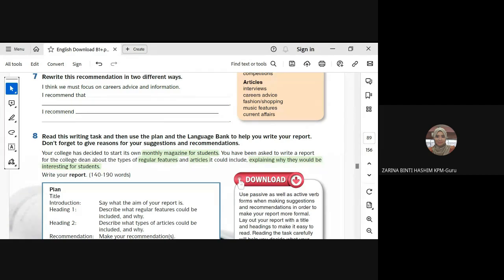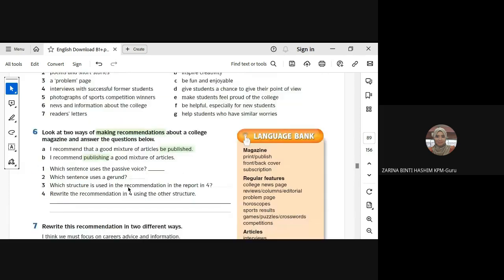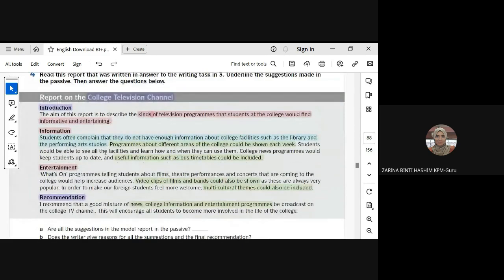So we continue from this now. The aim of this report is to describe the kinds of usual features and articles that might interest students. Okay, so that will be the introduction. Only that. Okay, so it's not long for the introduction. It's only how many sentences? Here is only one sentence. Okay, so this is the example. Okay, one sentence.